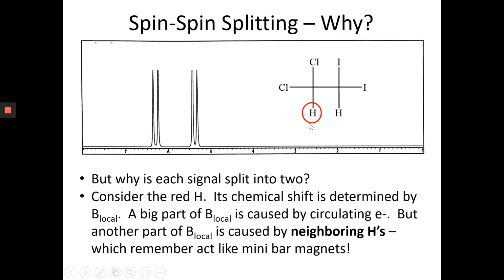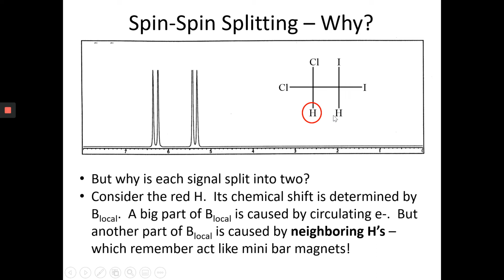Well, imagine this. Let's consider again the red hydrogen. The red hydrogen is making both this peak and that peak, right? Its chemical shift is determined by B local, the local magnetic fields. And most of B local, a huge part of B local, is caused by those circulating electrons, as we talked about. Those electrons spin around and create a magnetic field opposed to the applied field. But there is actually another part of B local that is caused by neighboring hydrogens. Remember, these hydrogens are acting like mini little magnets. So if you're red and you're looking around and you're thinking about what magnetic fields are out there, what you're feeling the B applied from the electromagnet.